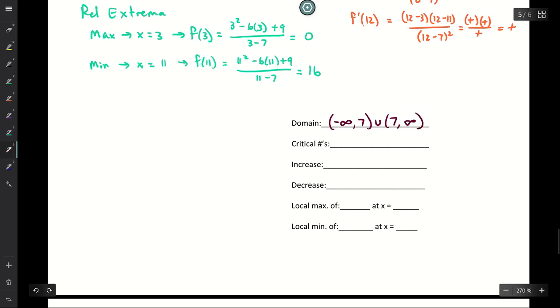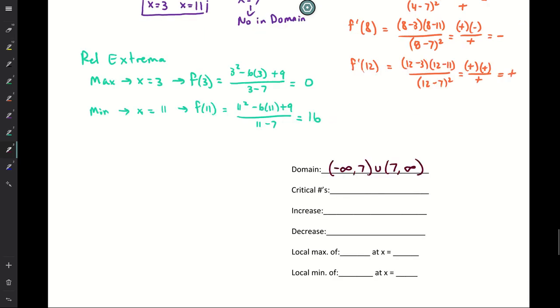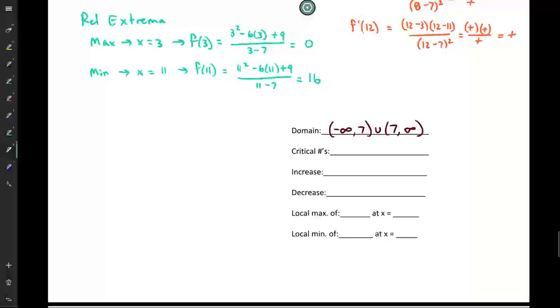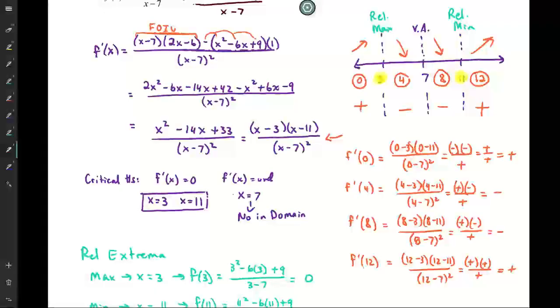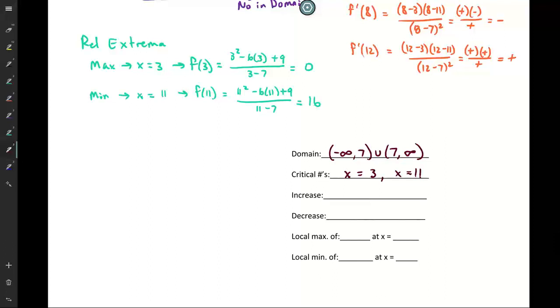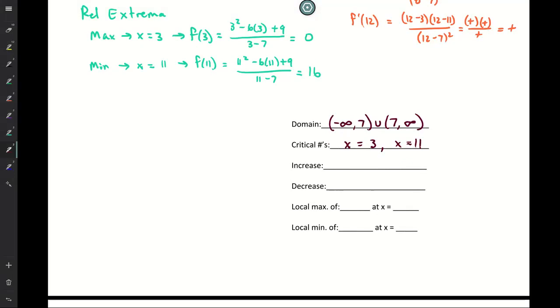All right, for critical numbers, we said that we got 3 and 11 only. 7 was not in there. So x equals 3 and x equals 11, but not 7 since it was not in the domain. Okay, for increasing, decreasing, let's go back up and look at our chart. Looks like for increasing, I'd be increasing all the way from negative infinity up to 3, and then also from 11 to infinity. So for that, negative infinity to 3, and then union 11 to infinity.